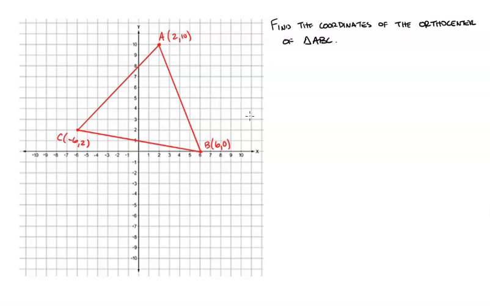So we have a problem here where we have a triangle that is definitely not a right triangle. None of these angles are right angles. And we're going to go through the process of finding the coordinates of its orthocenter.